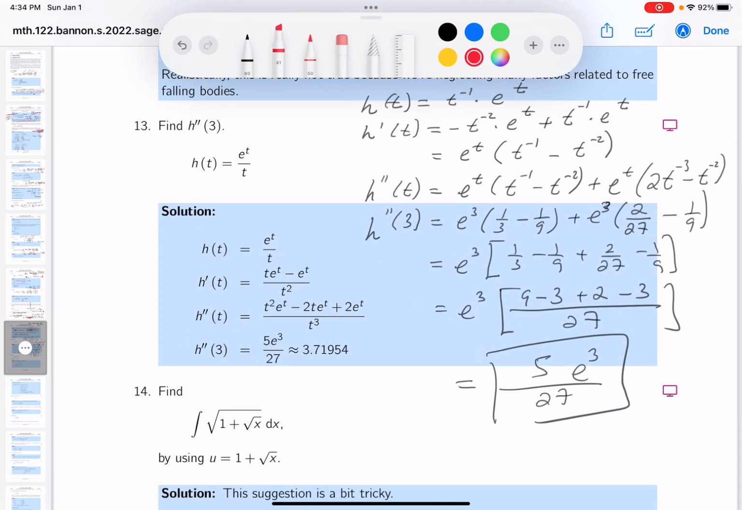Let's look at the k. I know they did it differently. They used a quotient rule. I did not use a quotient rule. I used a product rule. But we're just going to see it leads to the same answer in the end. Thank you.